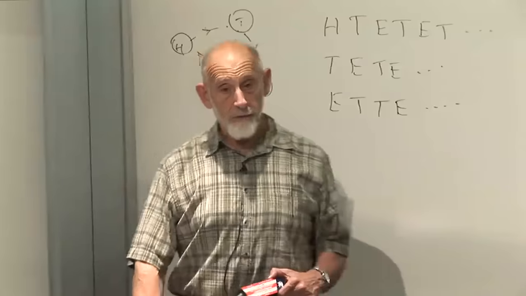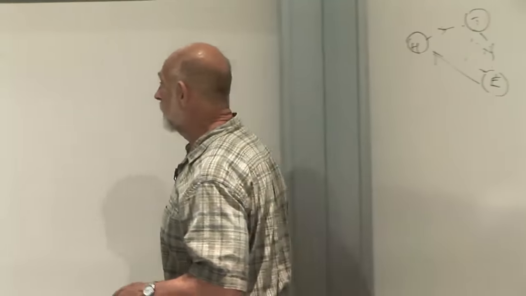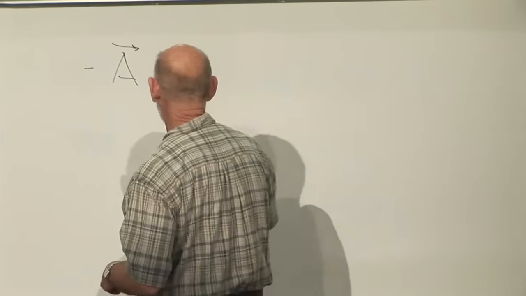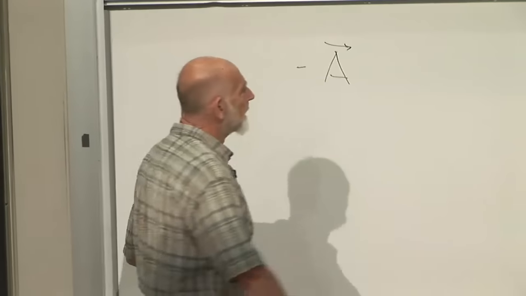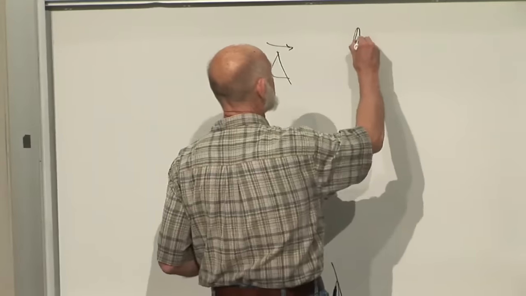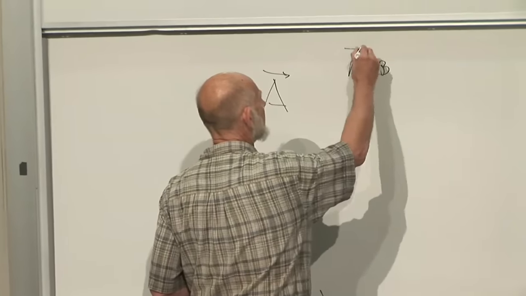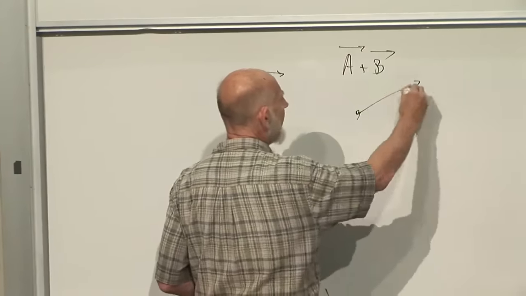Now, you can also add vectors. Let's just remind ourselves about the rules for adding vectors. There are three ways of thinking about adding vectors. In the first way, let's say A plus B. We take A and we lay it out.